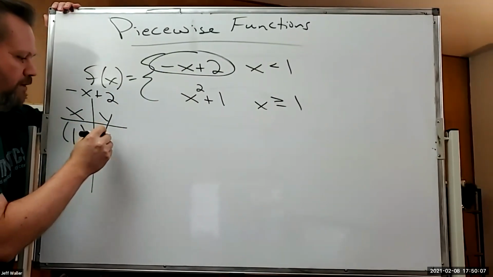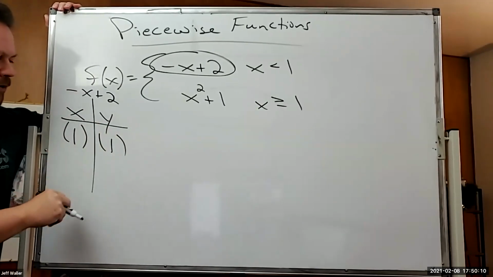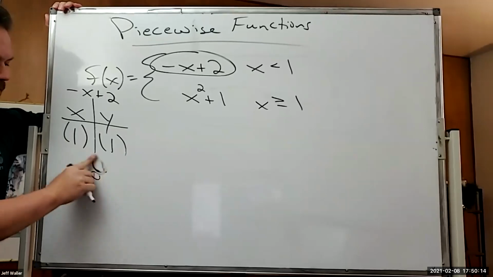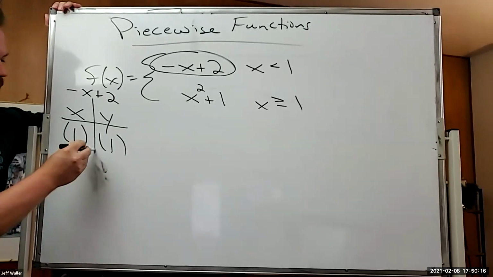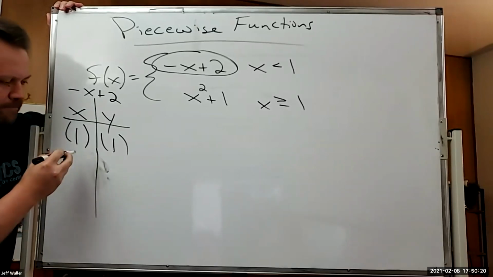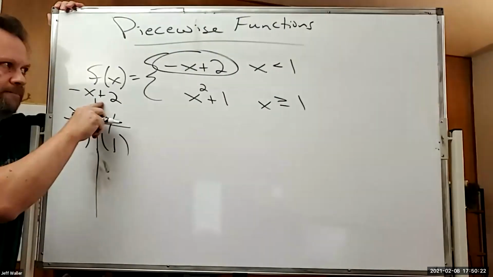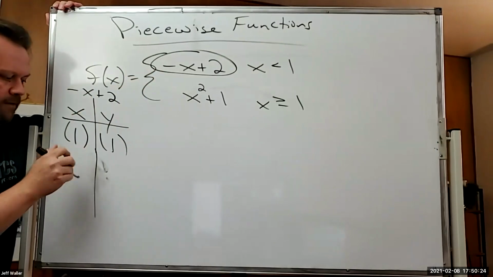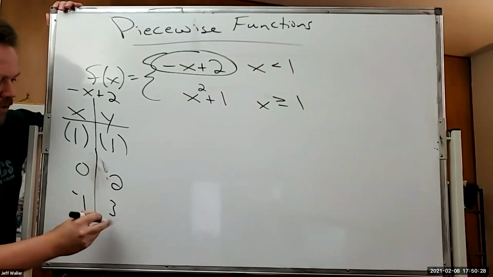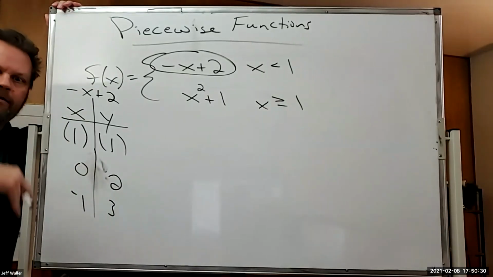1, 1. So there's going to be an open circle at 1, 1. And then, now what else can I put in there? What's the next smart thing to put in there for this guy? 0. 0, I love it. When you get a 0, you get 2. When you put a -1, you get 3. Okay, that's enough. We know it's a line. That's all I need.